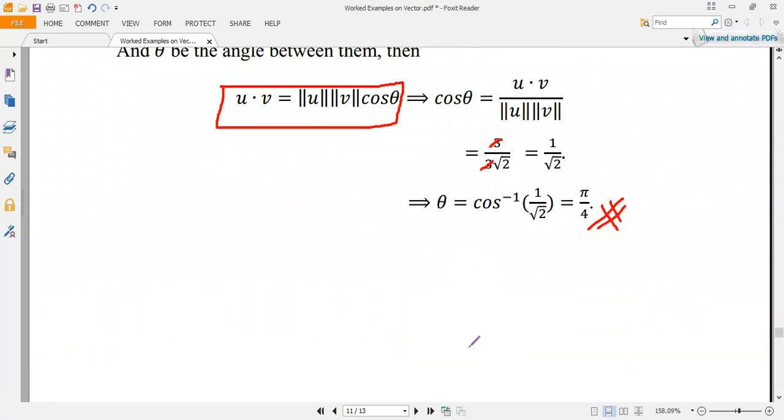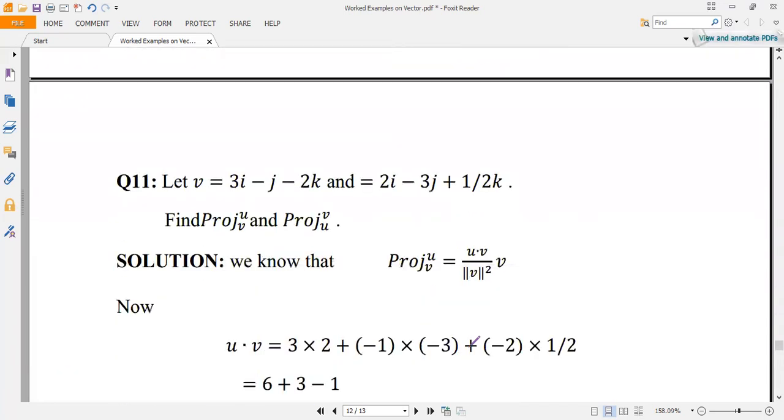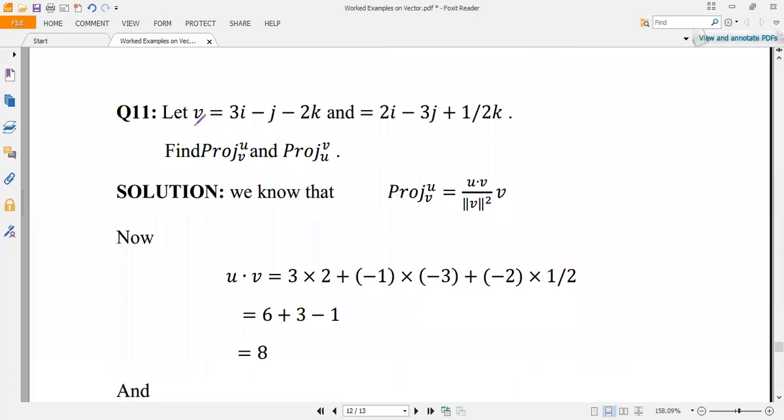So we can use the dot product to find the angle between two vectors. The other one: let u and v be given. V is this one.